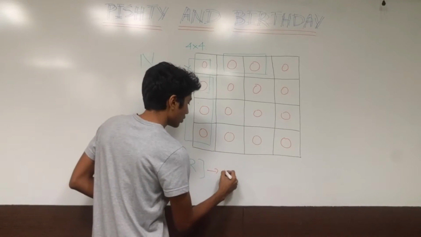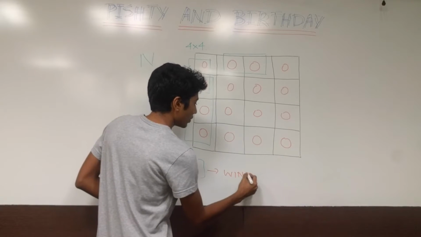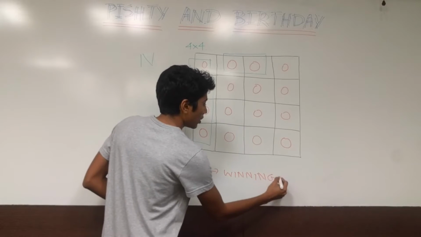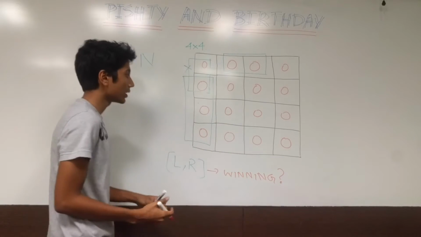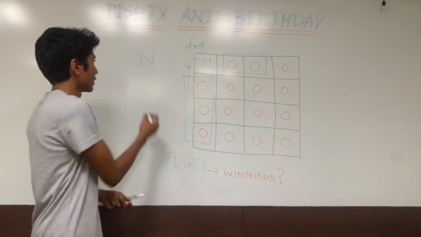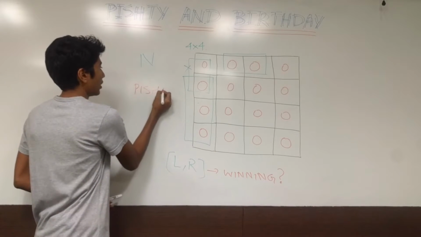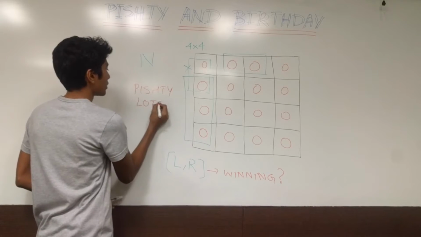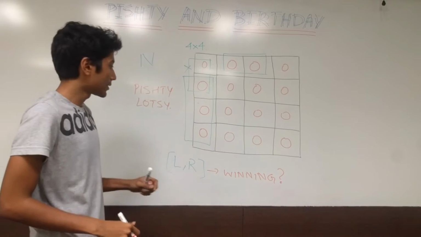This is the result that we need to give. Who is winning? Is it Pishty or his friend called Lotzi? I don't know where they got the names, but we need to bear with this.